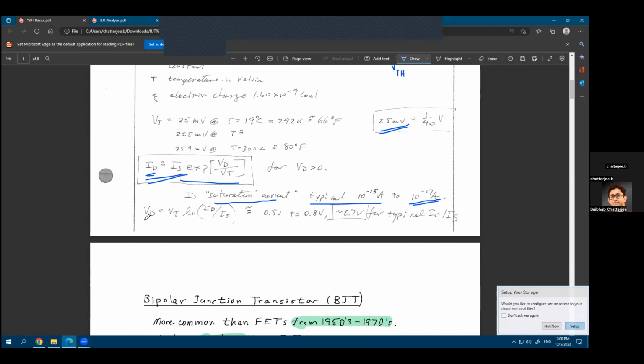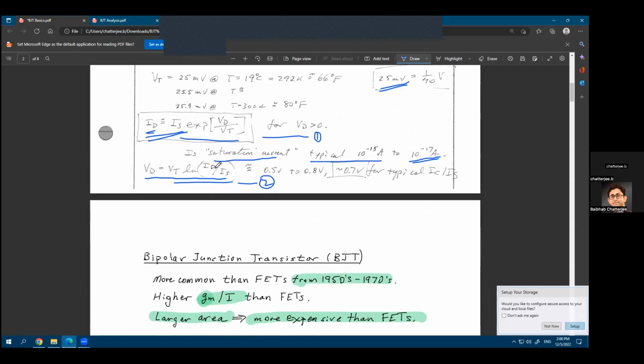And you can write the expression for VD as VT times the natural logarithm of ID over IS. So if I mark this as equation 1, equation 2 just comes from equation 1, where you are trying to find VD as VT multiplied with the natural logarithm of ID over IS.